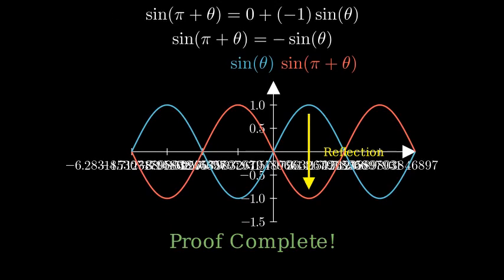And that completes our proof of the trigonometric identity sine of pi plus theta equals negative sine of theta, both algebraically and visually.